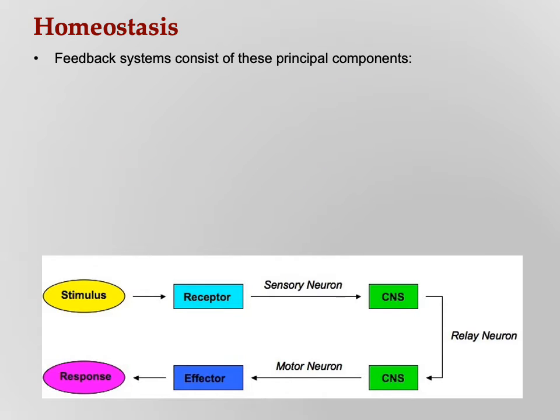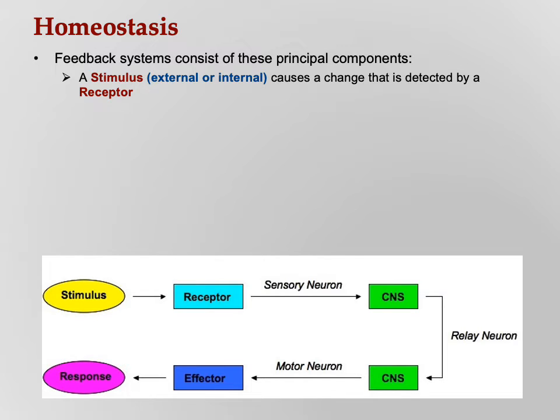So homeostasis, feedback systems consist of these principal components. There is a stimulus, either external or internal. So an external stimulus might be it's hot, it's cold, all right? Some painful thing is stabbing into you. Could be internal. Your blood glucose is too high. You've got a pain somewhere in your abdomen. That's a stimulus. That's going to cause a change that's detected by a receptor.